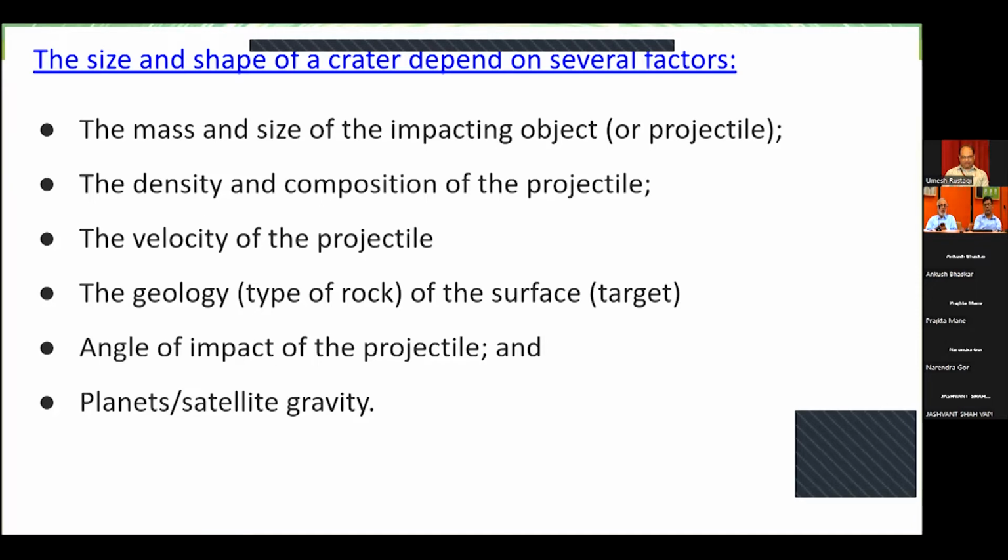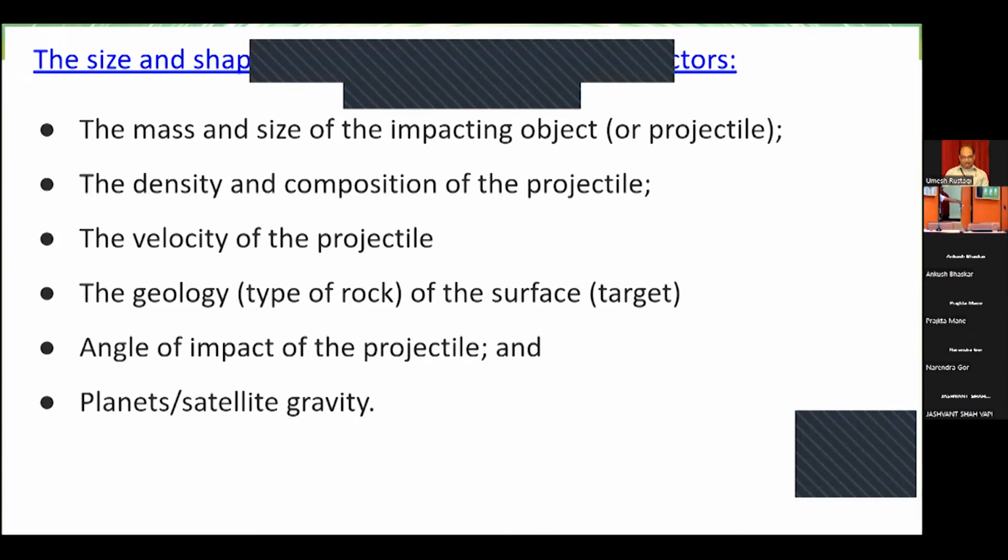So angle of impact, which is also sometimes underestimated. If the projectile is coming vertically down, then it can form a very high impact. And when the projectile is coming in an inclined manner, it forms an oval type, or the shape of the crater is distorted. And last, I will say one of the crucial parameters is a planet's or satellite's gravity. How strong the gravity is determines the later stages after the impact, how the crater unfolds on the planetary surface.